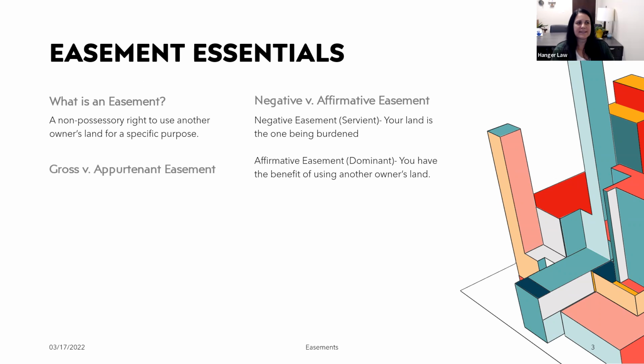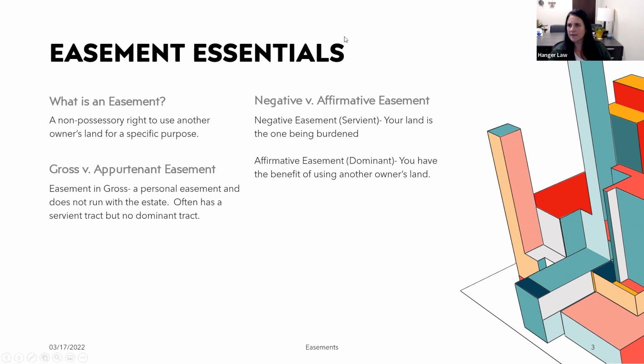All right. The difference between an easement in gross and an appurtenant easement. So again, easement is generally used all the time, but there are specificities behind it. An easement in gross is a personal easement and does not run with the estate. It often has a servient tract, but no dominant tract.